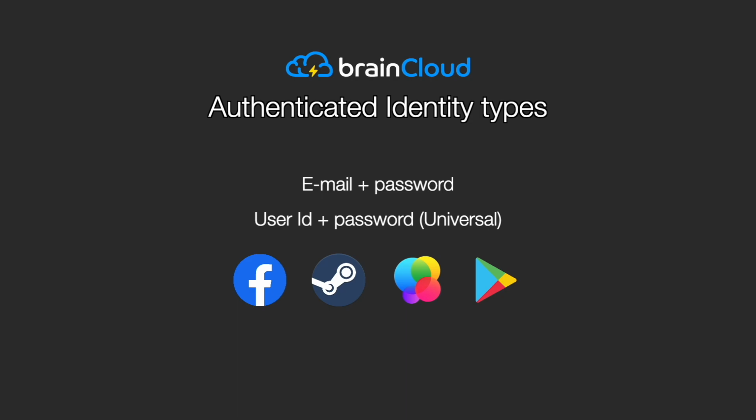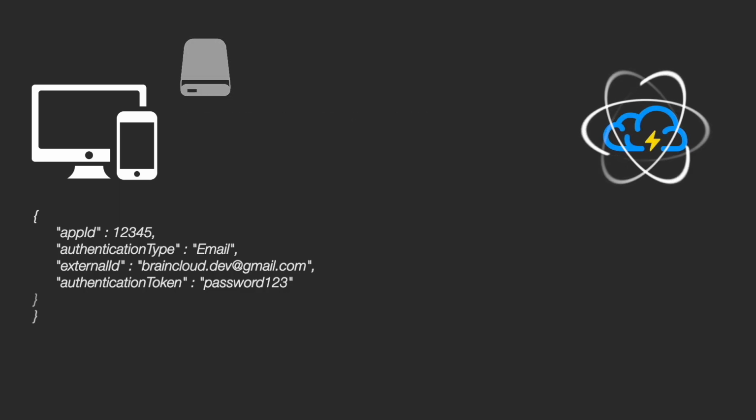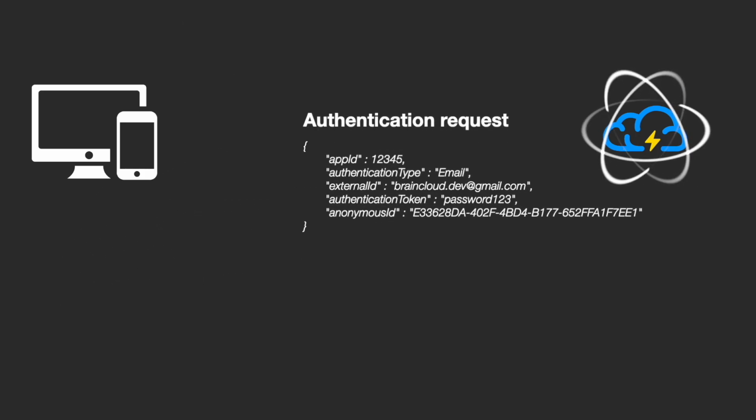In fact, if there's a service that we don't support, it can be implemented with external authentication. External authentication allows you to add custom authentication to your game or app via cloud code scripting. It's important to note that even if your game or app implements an authenticated identity as the main form of authentication, an anonymous ID will still be generated by the brainCloud client for each user's device. That's because in order to authenticate with the brainCloud server, the anonymous ID must be sent along with the authenticated credentials.